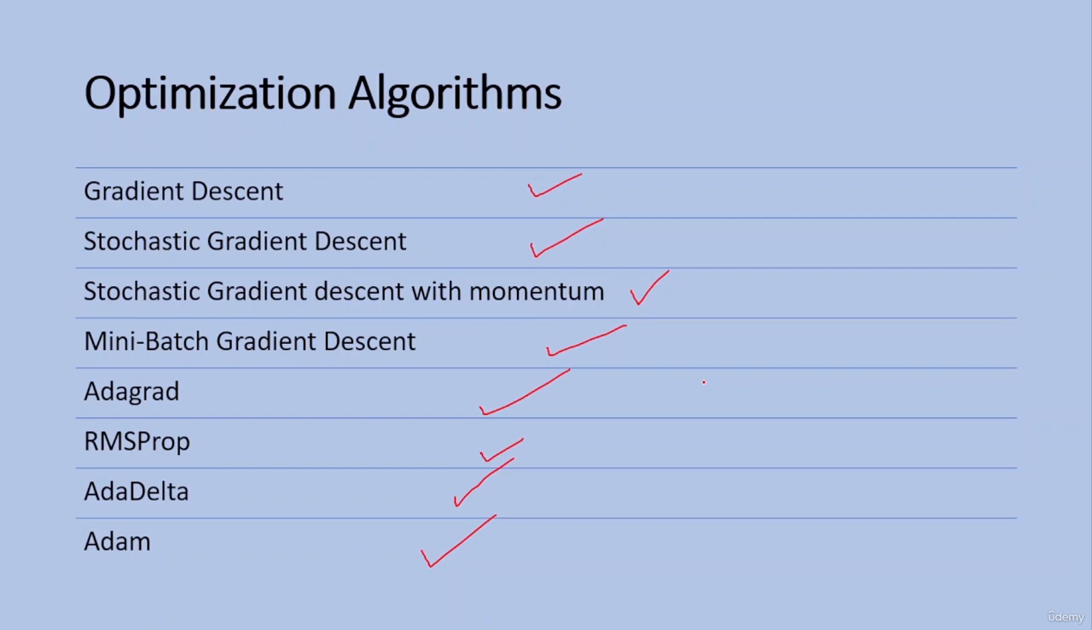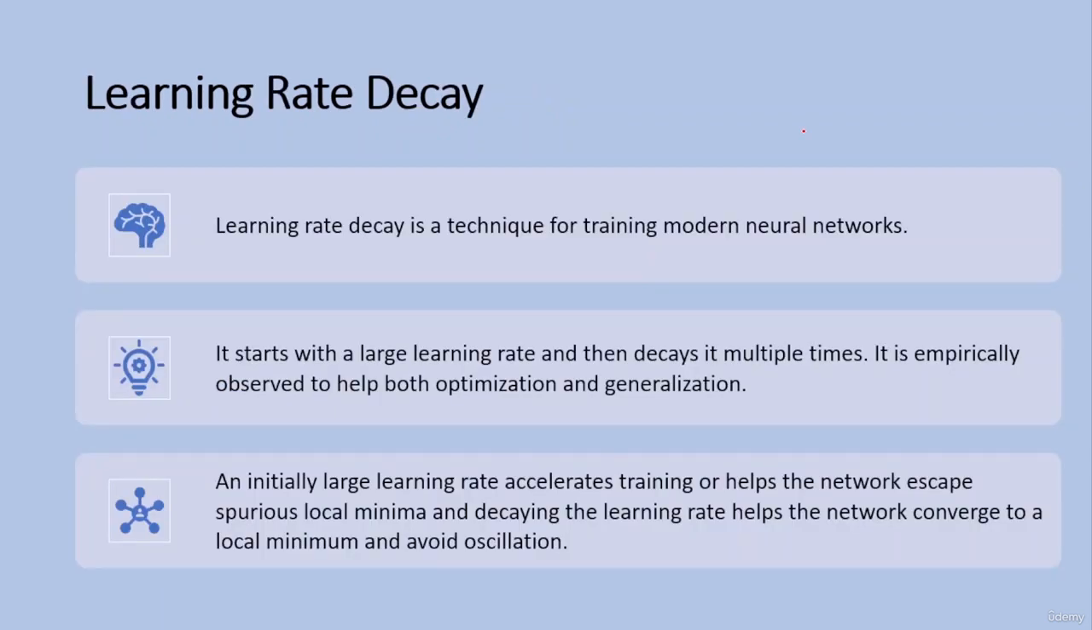What is learning rate decay? Learning rate decay is a technique for training and optimizing modern neural networks. It starts with a large learning rate and then decays it multiple times. It is empirically observed to help both optimization and generalization. An initially large learning rate accelerates training or helps the network escape spurious local minima, and decaying the learning rate helps the network converge to a local minima and avoid oscillation.